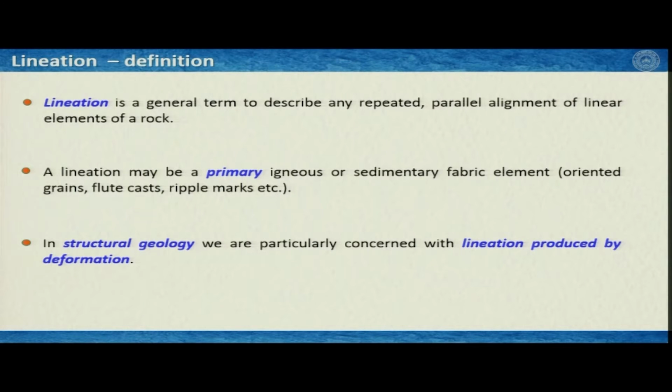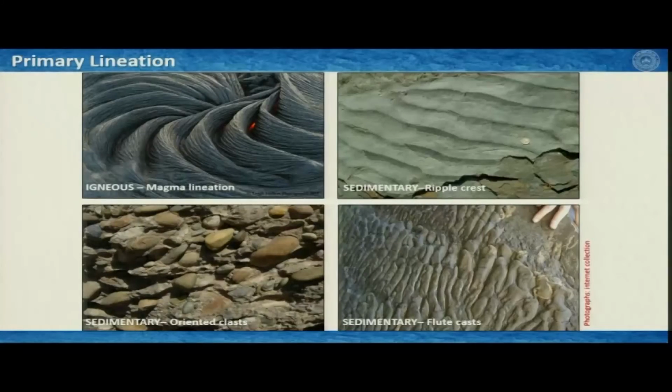But in structural geology, as we deal with deformed rocks, we are particularly interested and concerned with the lineations which are produced by deformation. And if we talk about primary lineations, then here are some examples. So in igneous rocks you can see lineations due to magma flow. So you see that a series of linear features are being developed here due to the flow of the magma.